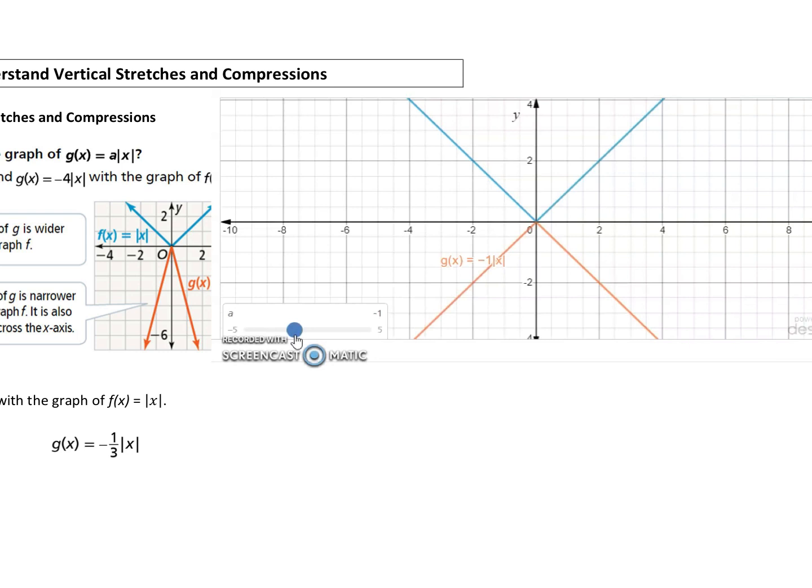That is what we call a reflection. It reflected across the x-axis. Our V in the parent function is opening up right here. If your a value is negative, it's going to open down because it has reflected across the x-axis. And if I keep going beyond negative 1, you can see it is stretching. It's a vertical stretch. It's making our graph narrower. If I go back to a as a negative 1 and I slide this to the right, between 0 and negative 1, now we're getting compression. We're getting a V that is wider.